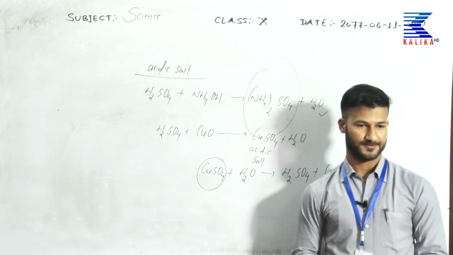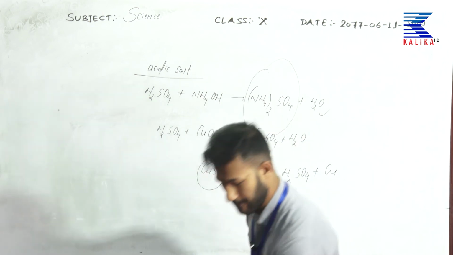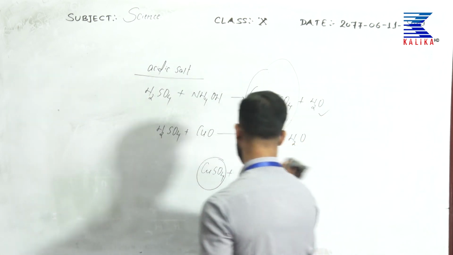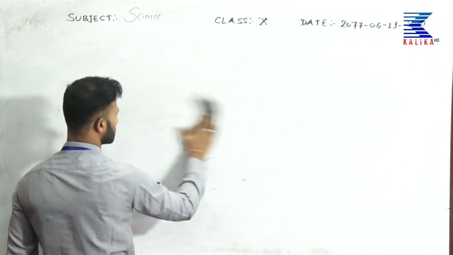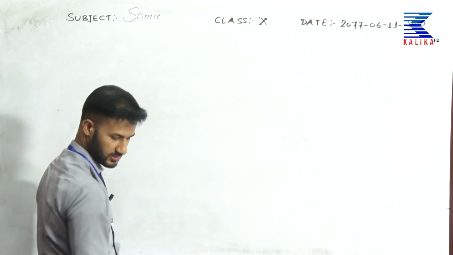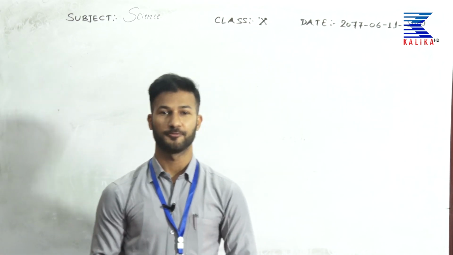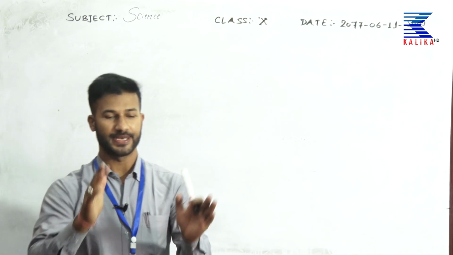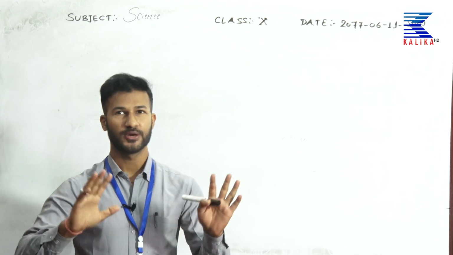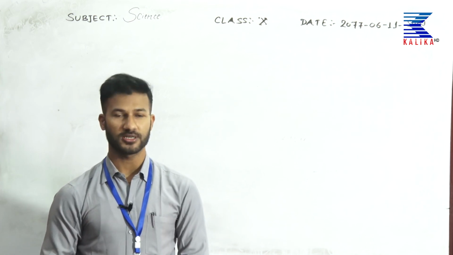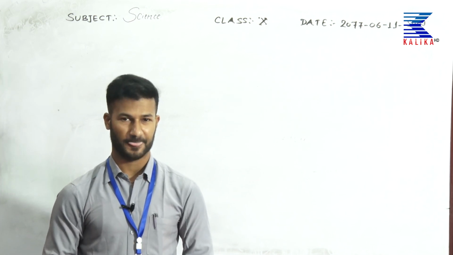This is the fact. So, what are the types of salt? Acid salt, base salt, acidic salt, basic salt, and neutral or normal salt. This way we can categorize salt into 5 different categories.